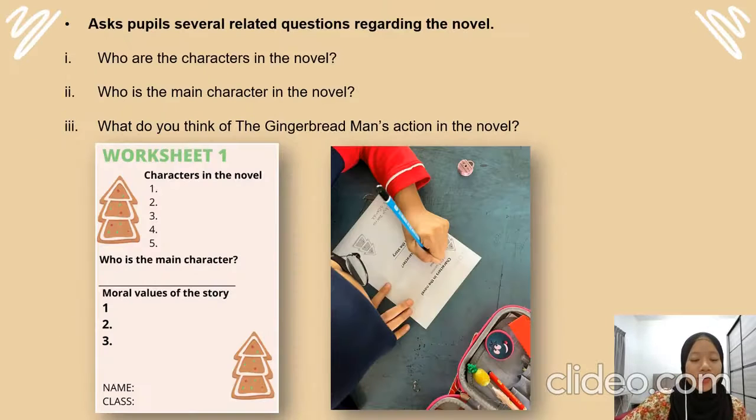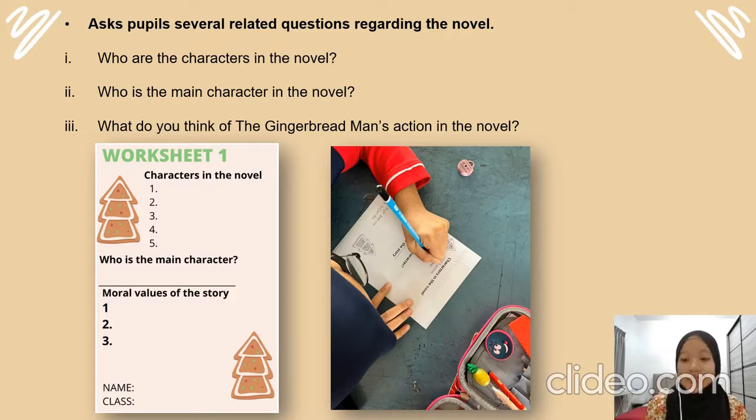Alright, after they have read the novel using the smart board and the printed copy, I will ask them several questions regarding the novel. Since the gingerbread man story involves several characters, such as the old man, the old woman, cow, horse, fox, and also the gingerbread man, the characters are very vivid and easy to find, especially for level 1.